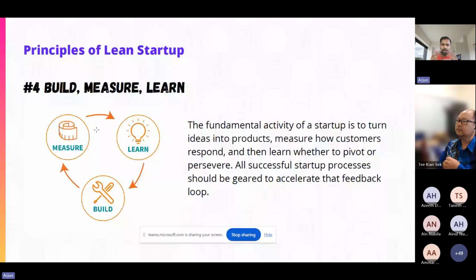So as I said before, the fundamental activity of a startup, basically any business, irrespective of whether it is a startup or a big business, is to turn ideas into products or services, measure how customers respond to the products and services, learn from the feedback the customer is providing, then decide whether to pivot or persevere. So what is pivot and what is persevere?